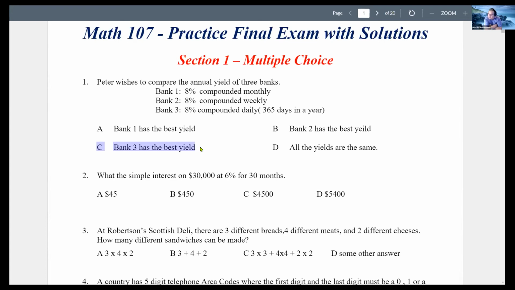Now, what are you going to do in a multiple choice if you don't know the answer? Do you leave it blank or do you pick a letter? What do you do if you don't know an answer? Pick any answer, the one you think is the most right, because you have a 1 in 4 chance of getting it right. Use probability. Yeah, 1 in 4 chance.